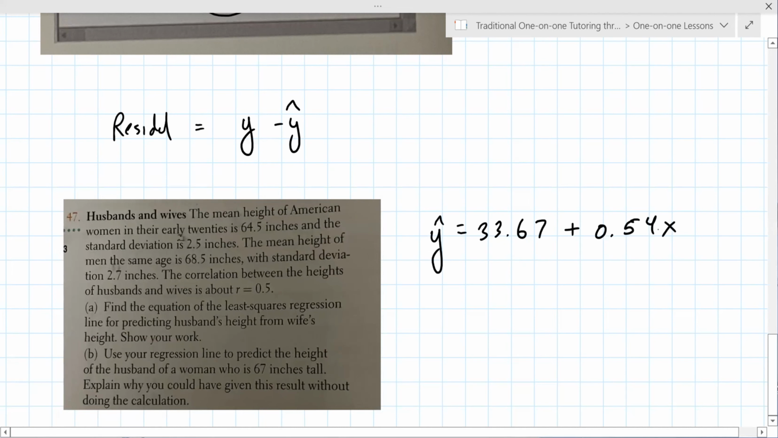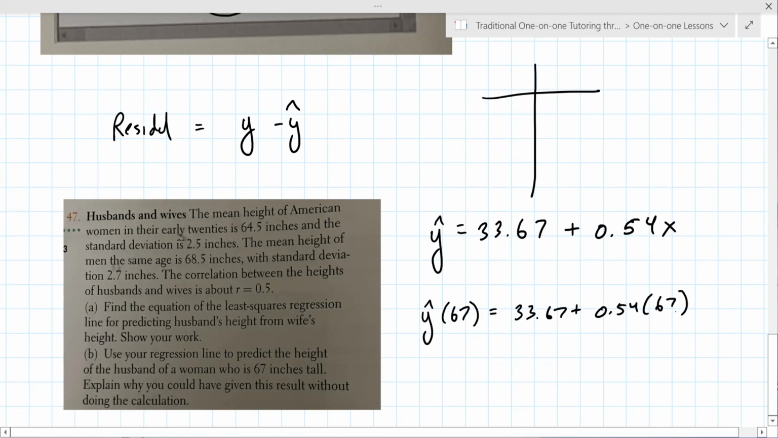Okay. Actually, I'm sorry, we cannot find the residual but let's just say we had a data table, and I'll make that up in the moment, but we would evaluate at 67. So let's get that number. That's the first thing we do. 0.54 times 67 plus 33.67 is 69.85.